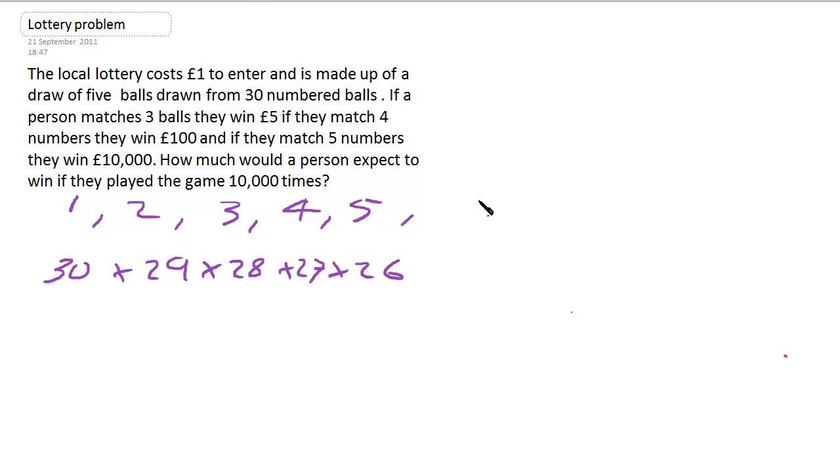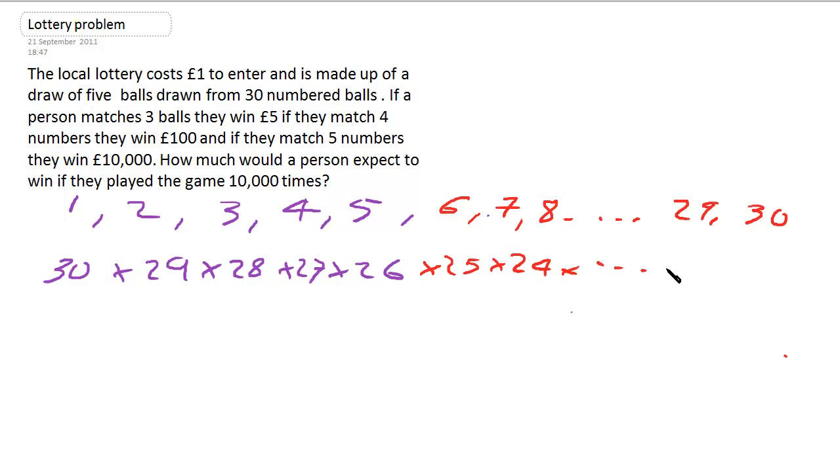So if we go all the way down to 6, 7, 8, all the way up to 29 and 30 numbers, then effectively you would have times 25 times 24 times all the way down to times 2 times 1 options. Now what we can see is this from 30 all the way down to 1 is a factorial. I don't know if you've come across factorials before, but 30 factorial would equal 30 times 29 times all the way down to times 2 times 1.